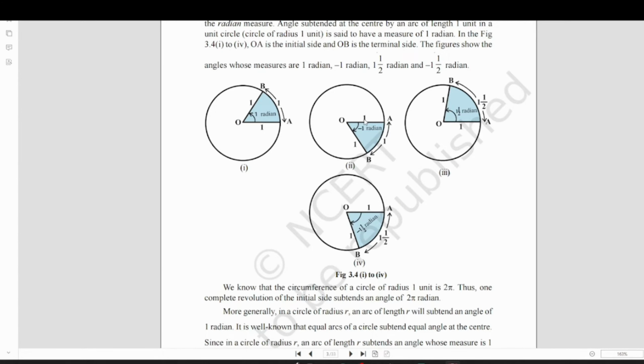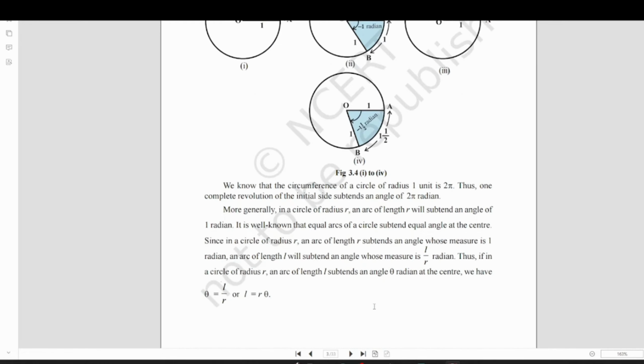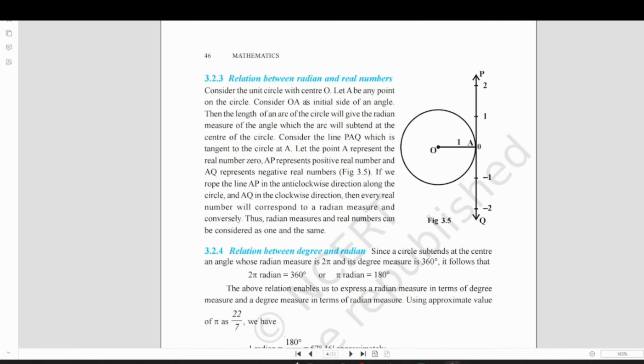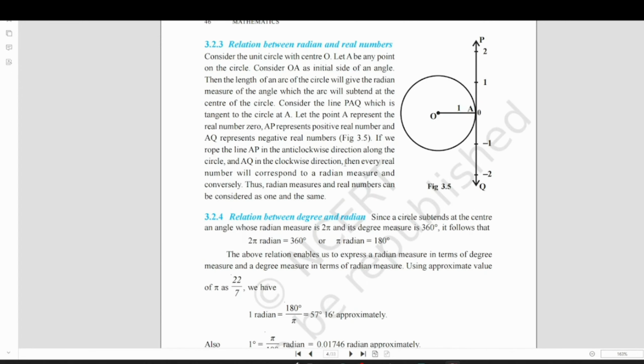So there is one circle with a radius of 1. In our case it was r, but here it is considered 1. If it goes anti-clockwise, it is positive, and if it goes in a clockwise direction, then this would be a negative radian, right? So let's move to the next topic, which is the relation between the radian and the real numbers. Let's see what it says here.